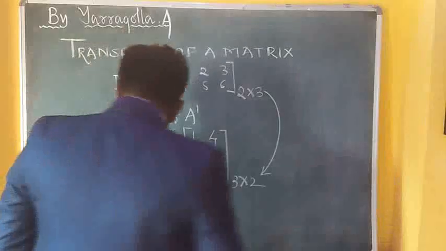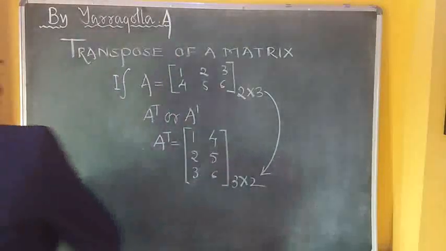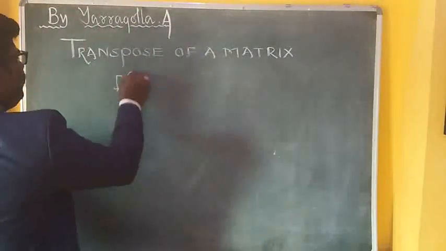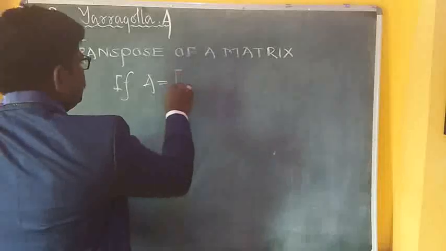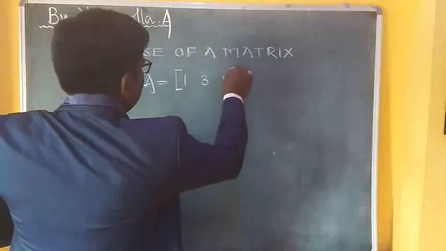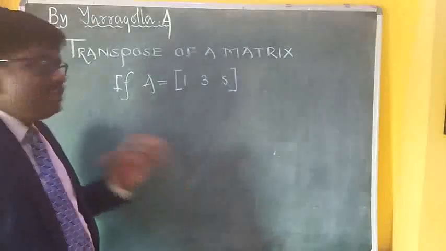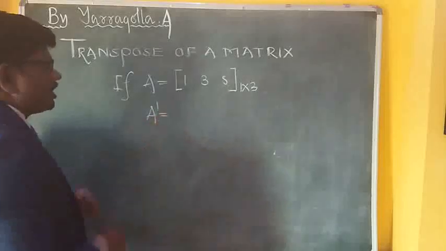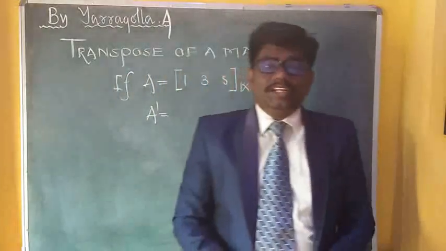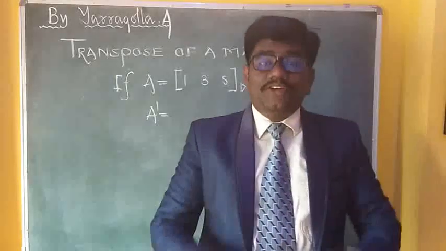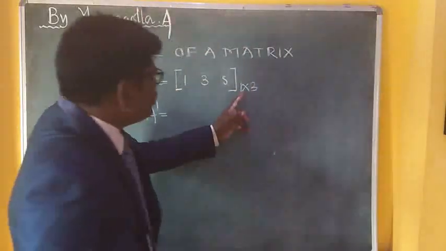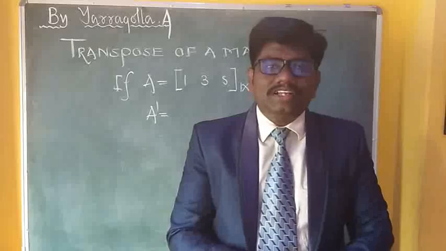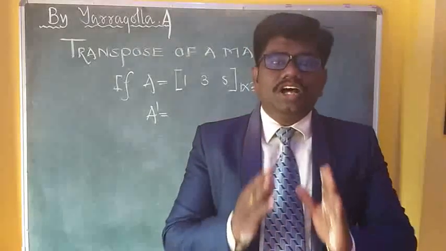Now let me give you one more example very quickly. If A is equal to 1, 3, 5. What is the matrix now? This is 1 row, 3 columns. And I want to find the transpose of this matrix. Can somebody tell me what will be the order of this matrix if I transpose it? What is the order here? 1 cross 3. And if I transpose this matrix, I'm going to get which matrix? Yes, you are right. I'm going to get a 3 cross 1 matrix.